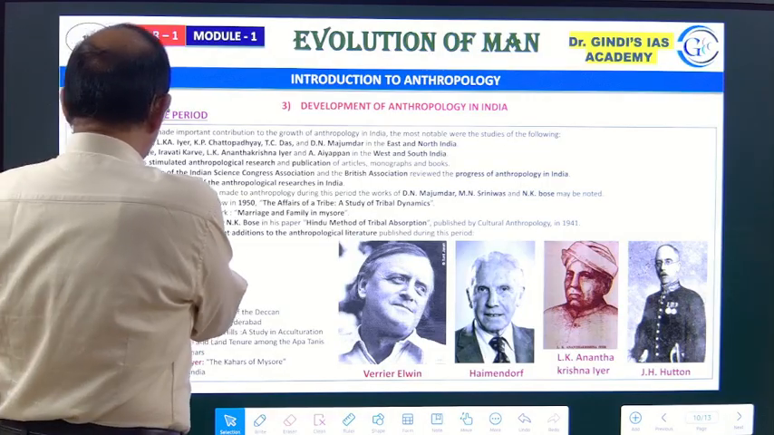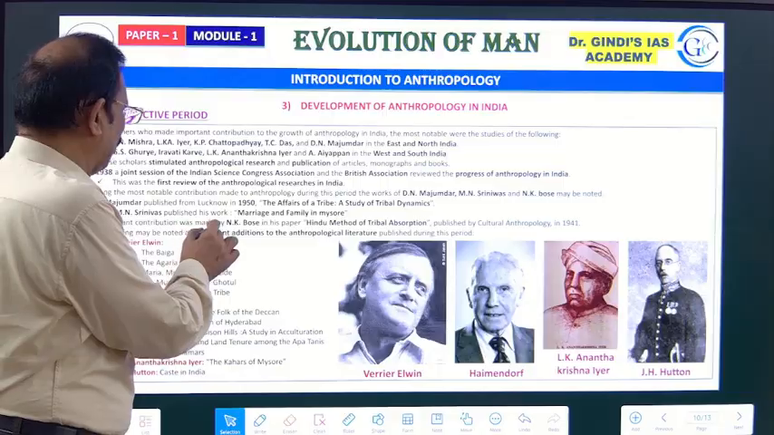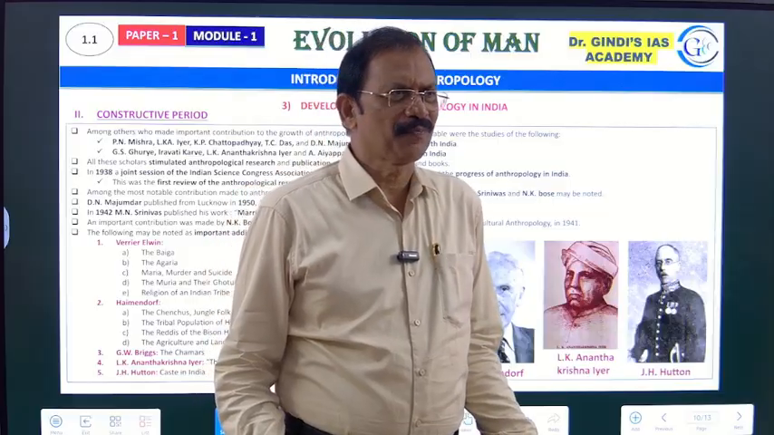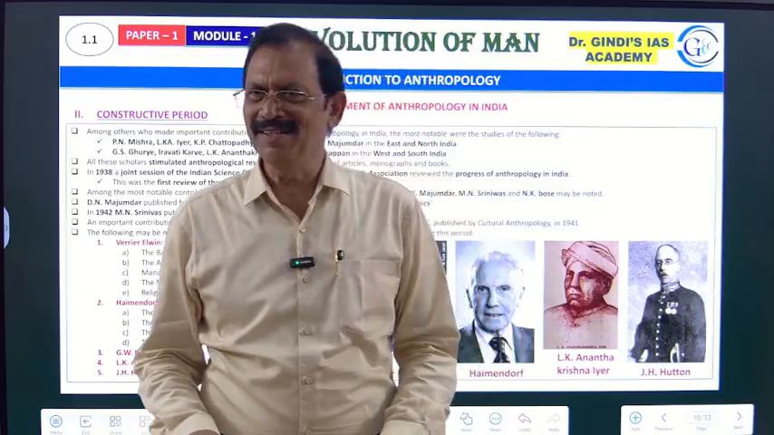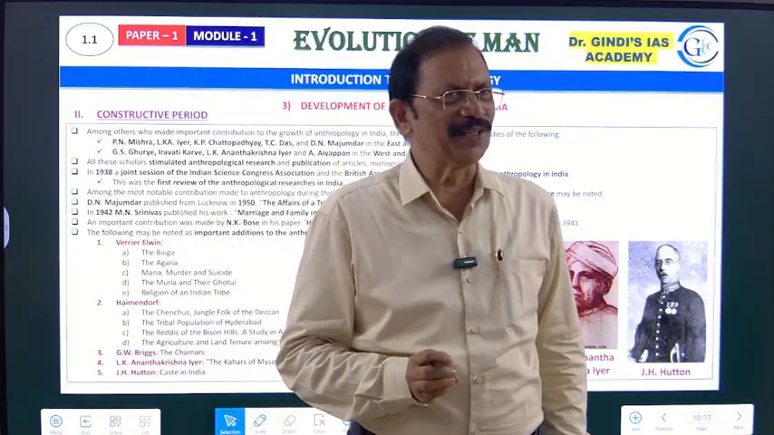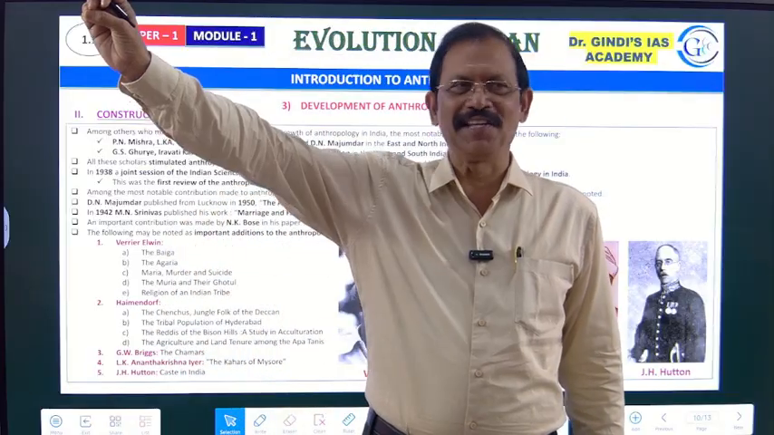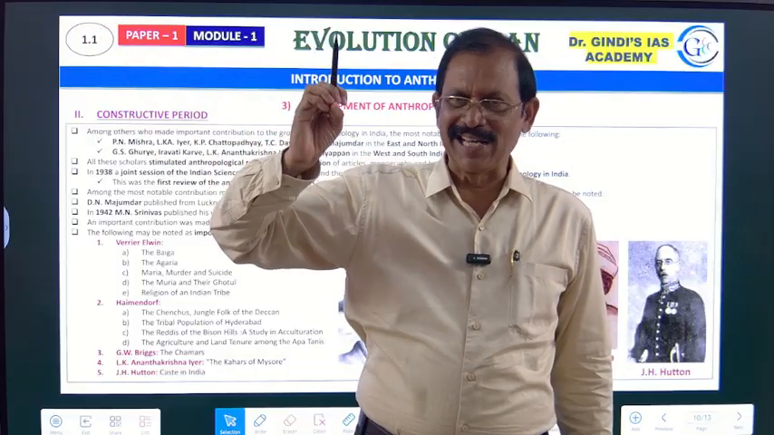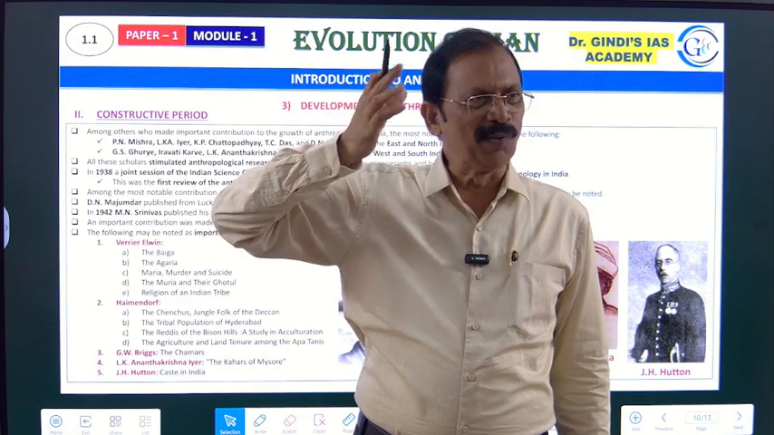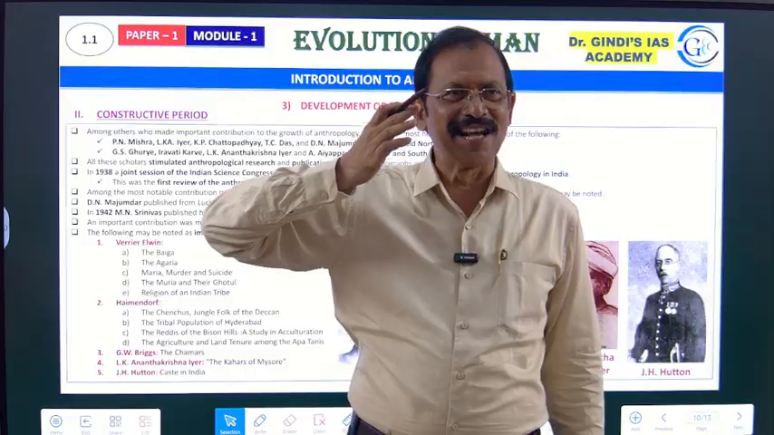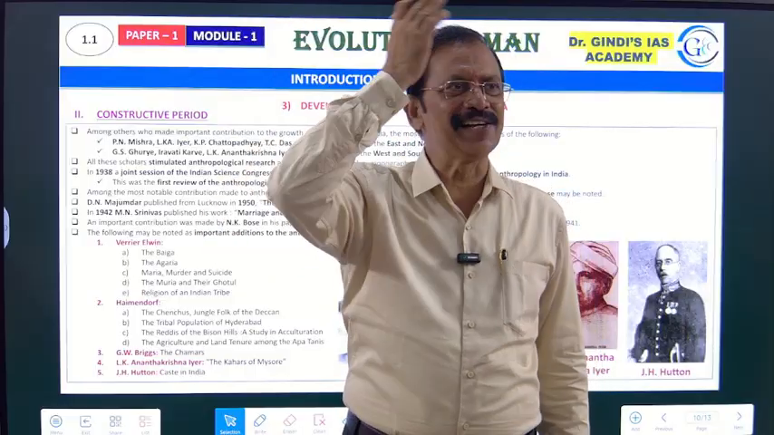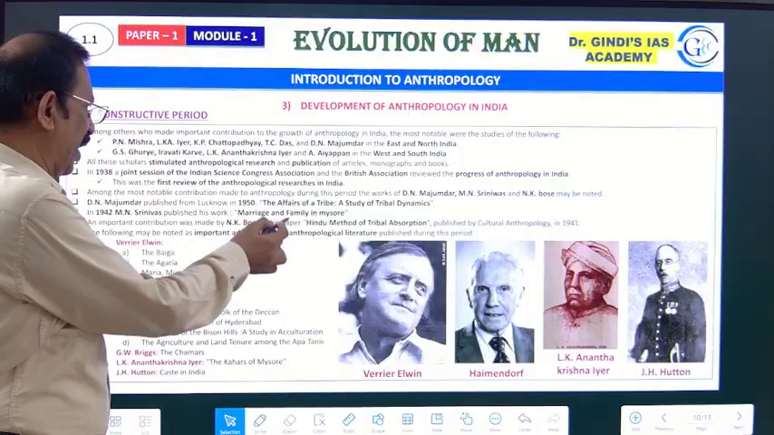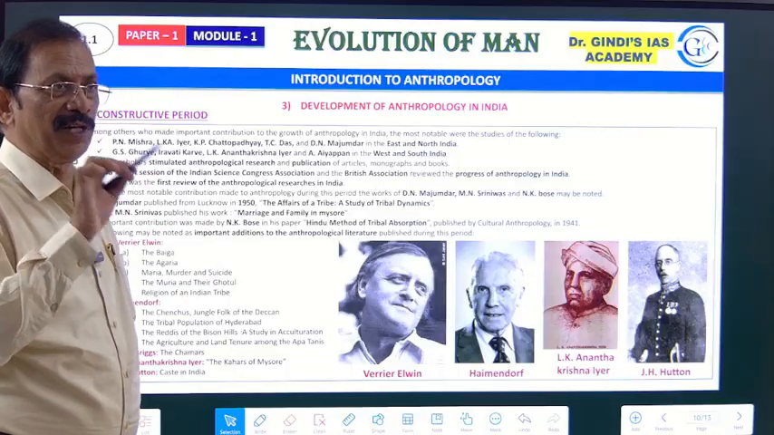Right. In 1942, M.S. Srinivas published his work Marriage and Family in Mysore. M.S. Srinivas means Sanskritization, and Sanskritization means M.S. Srinivas. He was the first Indian anthropologist who coined the term Sanskritization. He has given the term to the entire world of anthropologists. What does it mean? I will explain in the anthropology lessons. That's why Sanskritization is a separate chapter in UPSC.